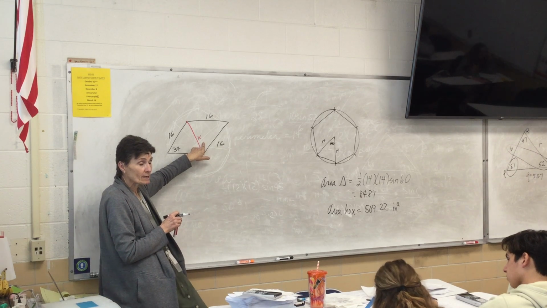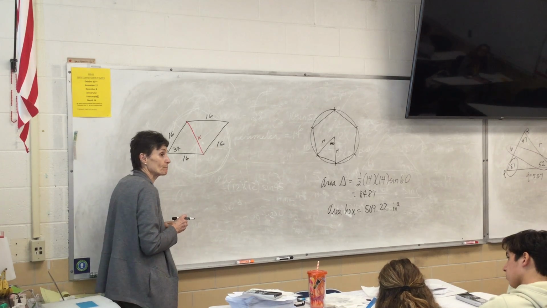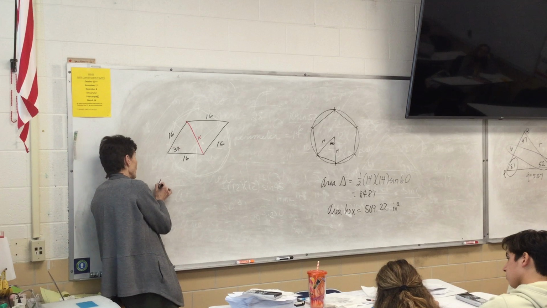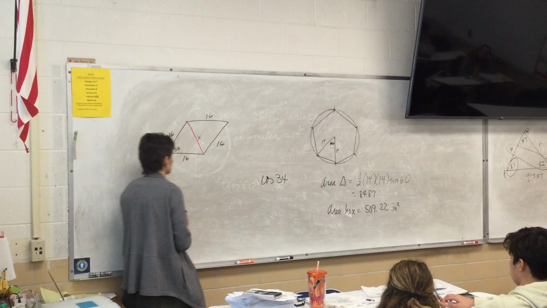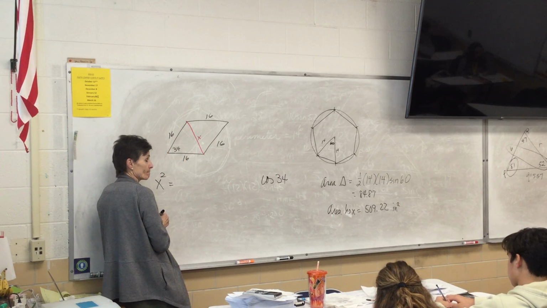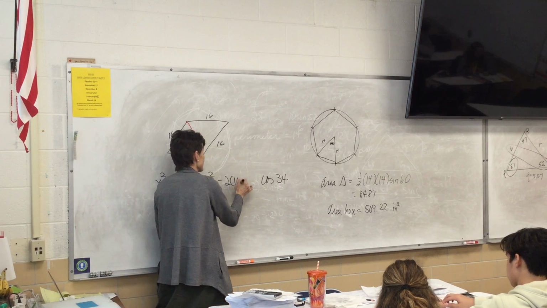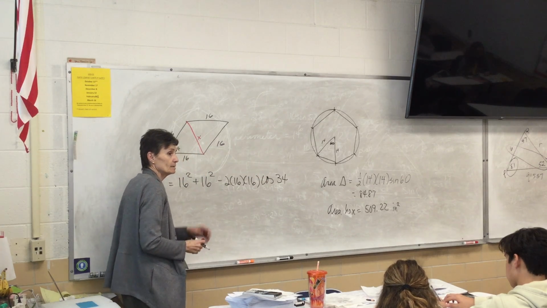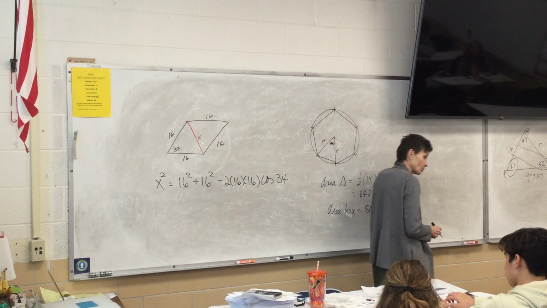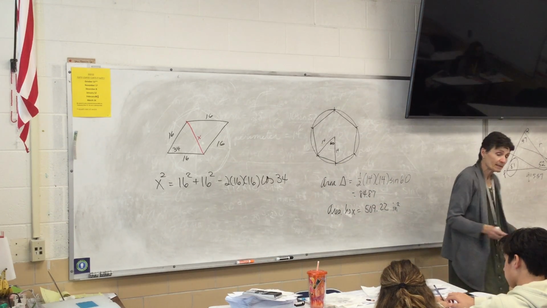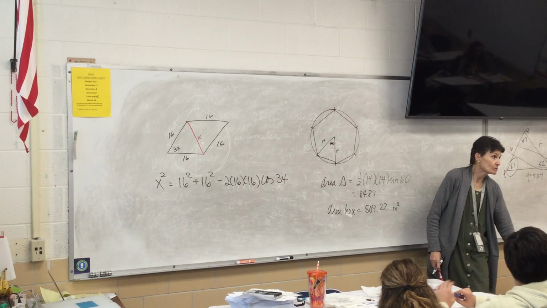So I'm either going to do the law of sines or the law of cosines. What do you think? Cosines. So x squared and cosine 34. 16 squared plus 16 squared minus 2 times 16 times 16. I've done the law of cosines a little bit longer than you have, so it just kind of rolls out for me. Does anybody have a question about that setup there? That's the law of cosines setup.